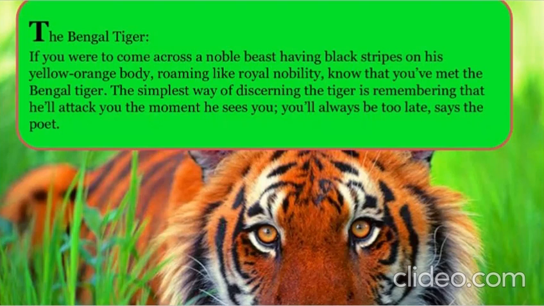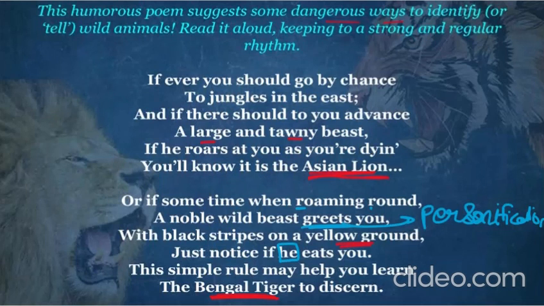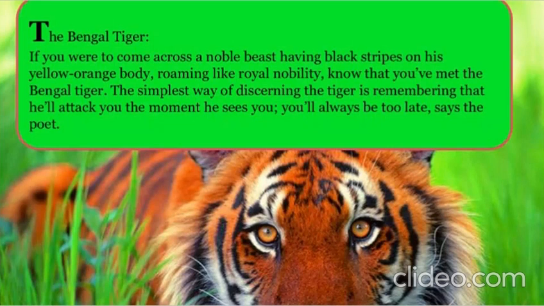Okay, so that's what the poet is telling, that as soon as he sees you, he will attack you. That's what the poet is saying. No, just notice if he eats you. Alright. So, Bengal tiger, what are the characteristics? Black stripes, noble, and a yellow orange body. These are the characteristics given for the Bengal tiger.